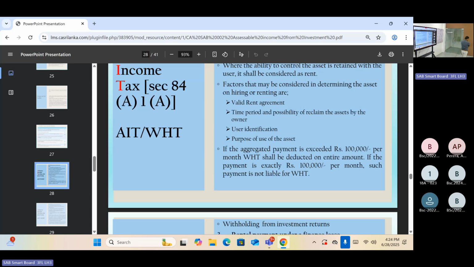So any payment for a right to use an asset is treated as rent. It could be a vehicle, it could be a building, it could be machinery. That's about any asset. If it is more than 100,000 per payment, that needs to be deducted at 10%.